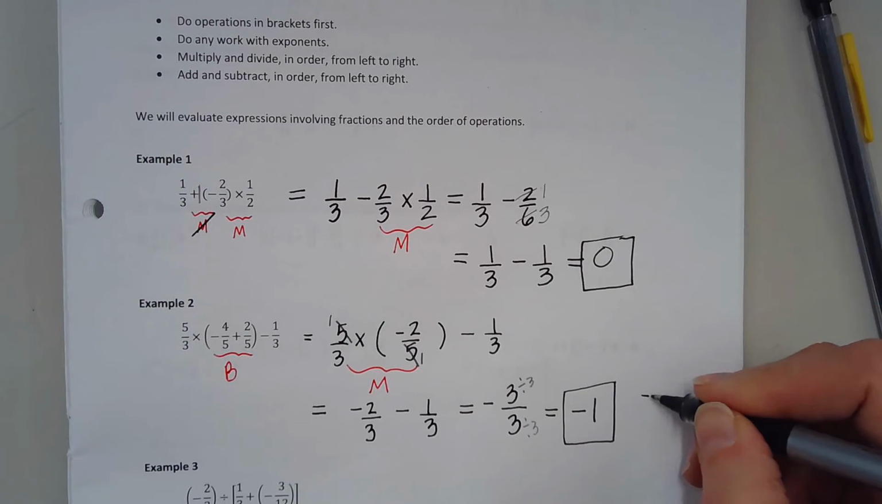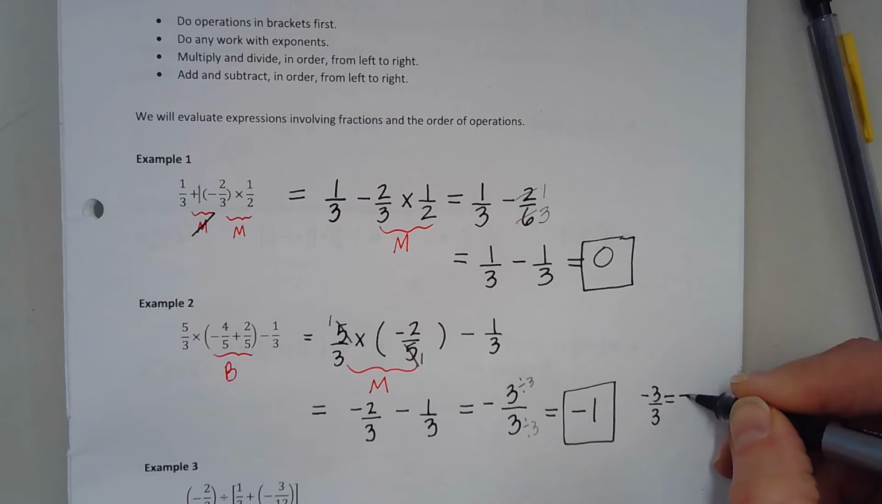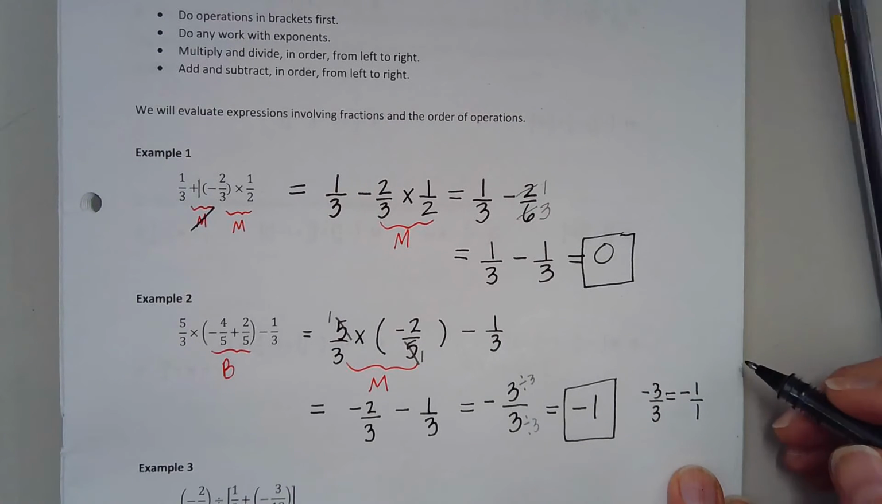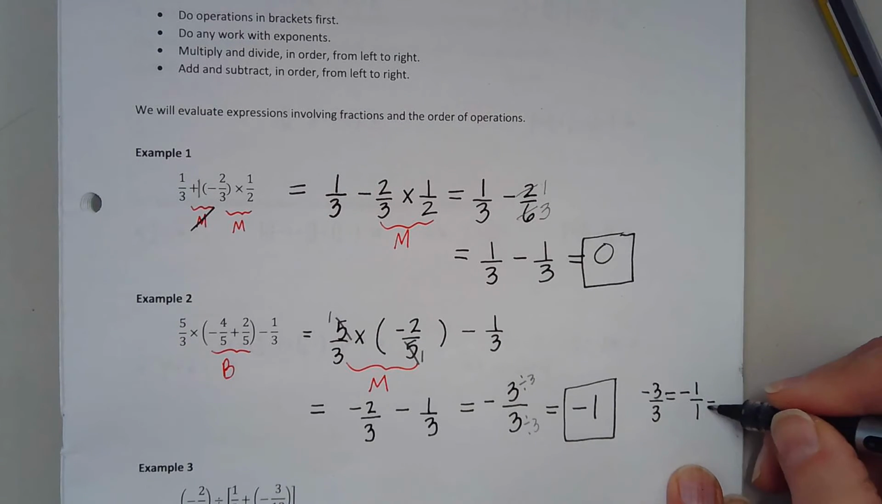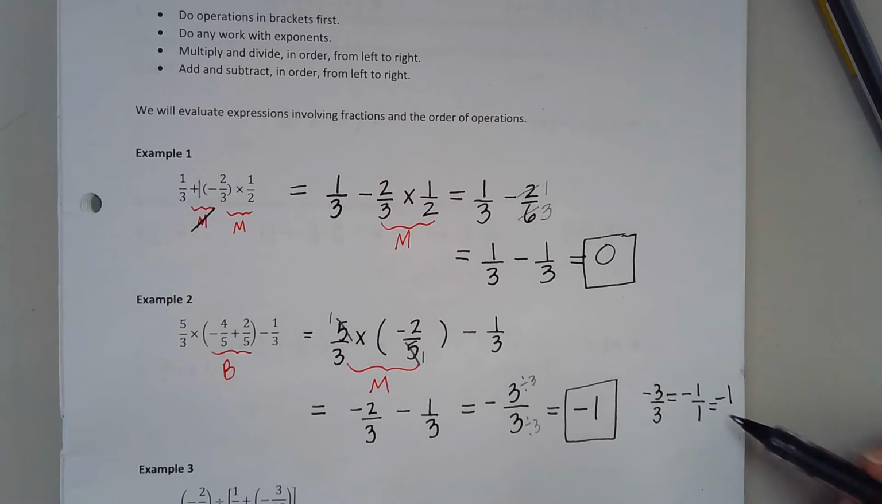I guess there's a preliminary step. -3 over 3, if I divided a 3 out, I get a -1 over 1. And anything written over 1 can just be written as the top number, right? 1 divided by 1 is just 1. Yeah? Like 5 divided by 5, I would just call that 1. 7 divided by 7, I would just call that 1. Yeah? And a negative over a positive is negative.